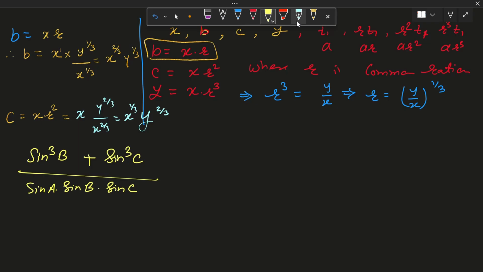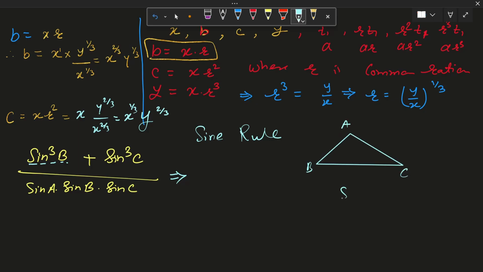Now if you observe, in solution of triangle we know the sine rule, yes or no? Sine rule. So we can convert the sine of the angle in terms of the side. How, sir? We know very well the sine rule: for a triangle with sides a, b, c, sine of a upon a is equal to sine of b upon b is equal to sine of c upon c, equal to some constant k.